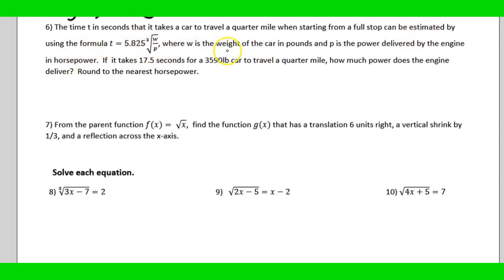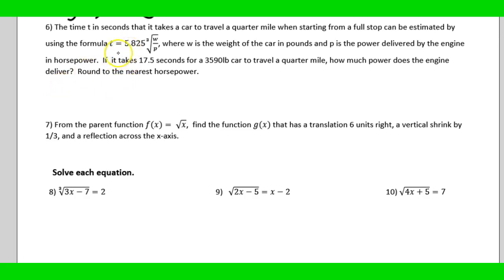Where W is the weight of the car in pounds and P is the power delivered by the engine in horsepower. If it takes 17.5 seconds for a 3,590 pound car to travel a quarter mile, how much power would the engine deliver, round to the nearest horsepower? All right, so let's look at what we got.